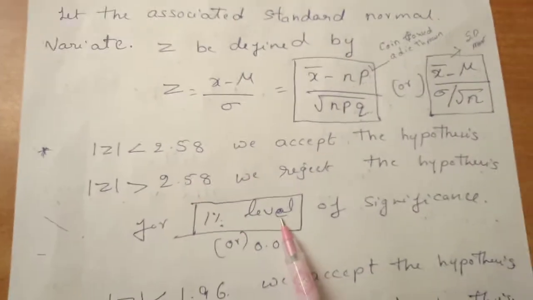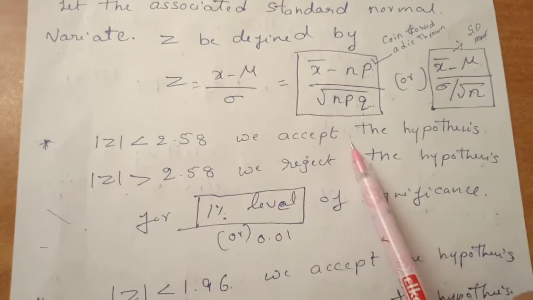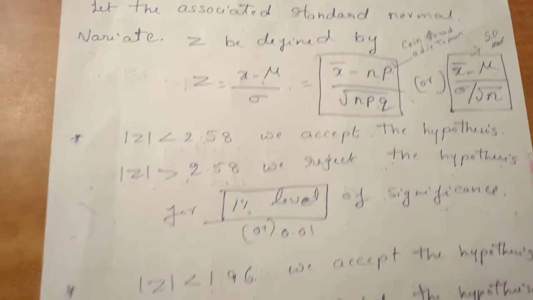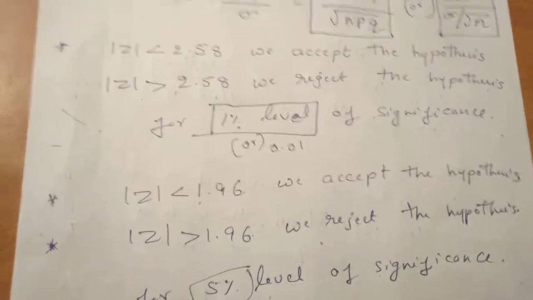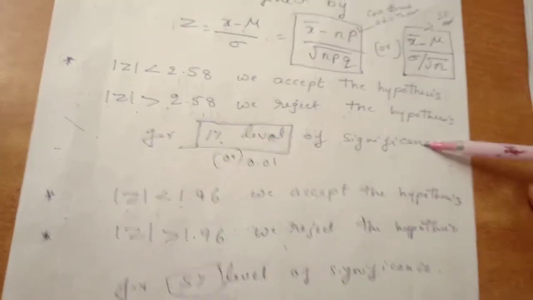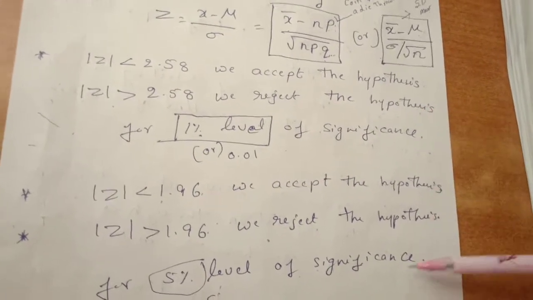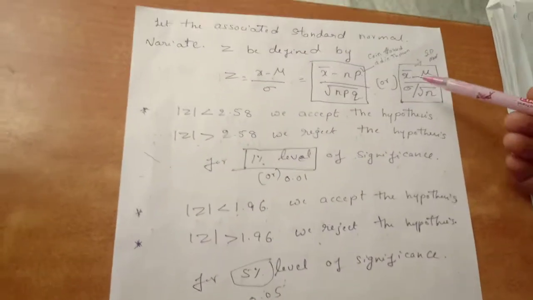At the 1% level of significance, if the modulus of z value is less than 2.58, we accept the hypothesis. If the modulus of z is greater than 2.58, we reject the hypothesis. Similarly, at the 5% level of significance, if the modulus of z is less than 1.96, we accept the hypothesis. If it is greater than 1.96, we reject the hypothesis. If they do not mention any level of significance, you can consider any one level of significance. Depending on that, we either accept the hypothesis or reject the hypothesis. So this is the procedure to solve the problems.